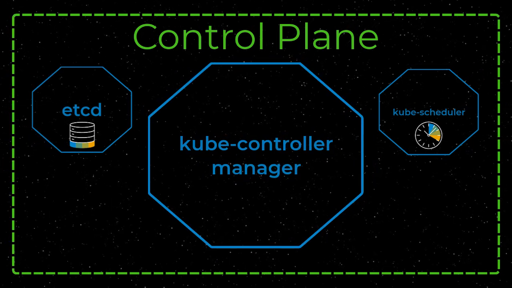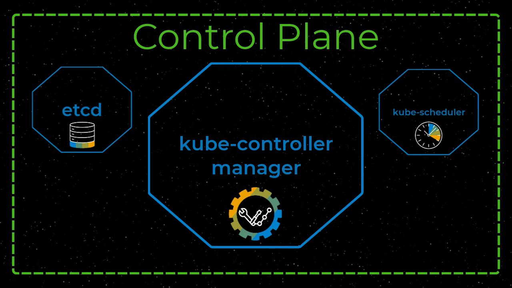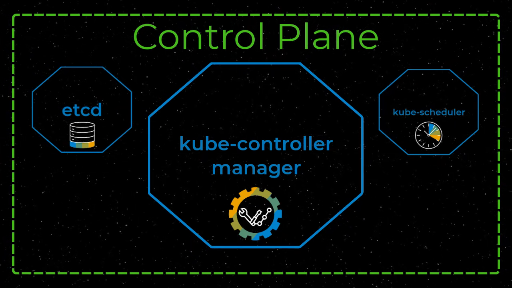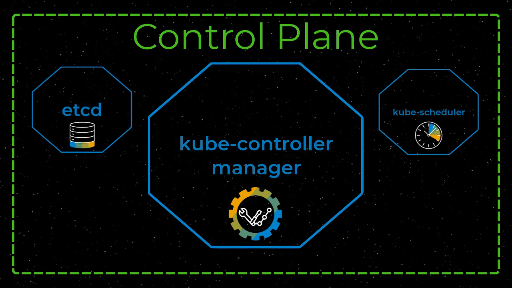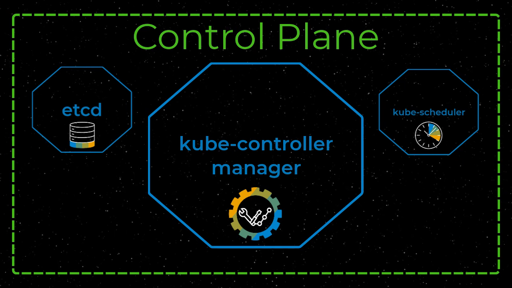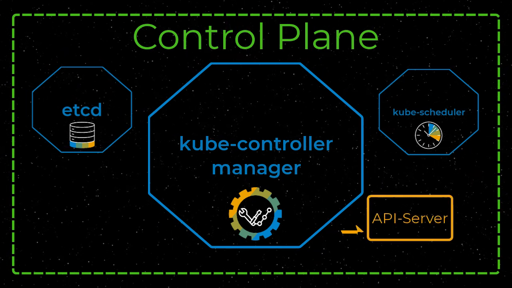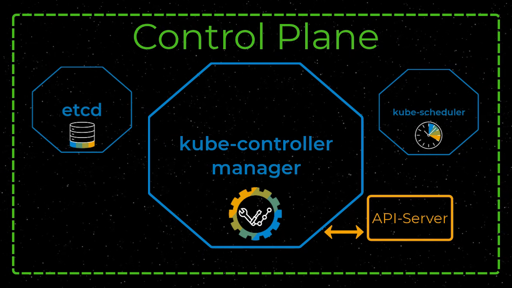Kube-controller manager is a component for running controller processes. If we speak of a controller in the context of the control plane, it is a control loop watching the state of your cluster and makes or requests changes if necessary. The kube-controller manager interacts through the API server and has the goal to move the current state towards the desired state.